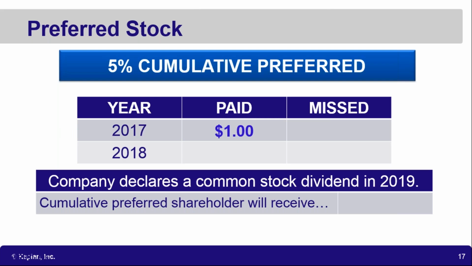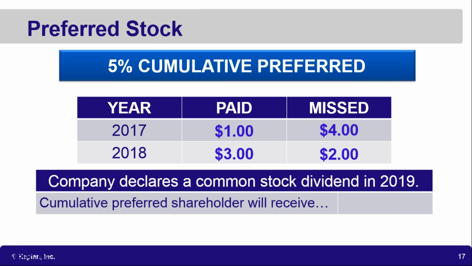So let's say in 2017, they pay you $1 per share, they missed $4. Then in 2018, they paid $3 per share. You can see that they missed $2 because they were supposed to pay you the $5 a share on this cumulative preferred. What are they going to pay you now in 2019? Well, they have enough money to do it. They have enough earnings to do it.